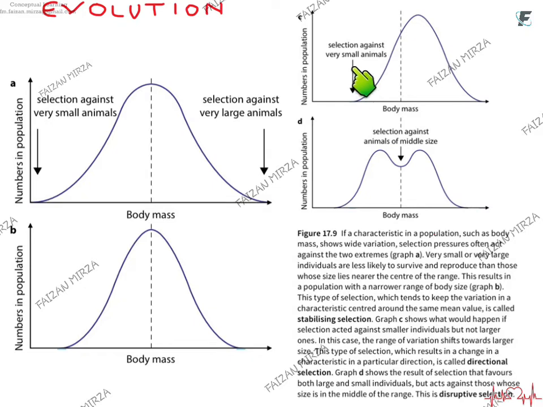Now let's suppose, for example, selection starts to occur against very small animals as well. Initially these were the ones who got subtracted from the population. Now suppose the selection pressure is exerting against this type of small organisms, not the smallest but very small, larger than the smallest ones. If selection again occurs against them, what will happen here? They will be omitted from the environment as well. So over the years, the graph will shift ahead, and this kind of selection is called directional selection.